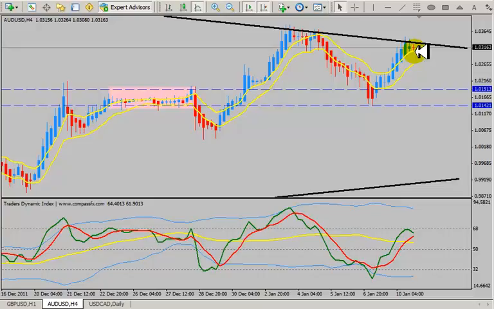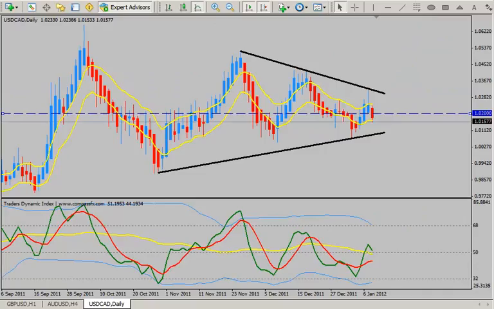So the thought is we either fall back down, test this range high again that we had back here, or we make a true break of the daily trend line and we start climbing higher. Now let's take a look at the dollar CAD. It has a similar pattern to the Aussie dollar with lower highs and higher lows into a symmetrical triangle pattern, the midpoint of which is right about the 102 level.